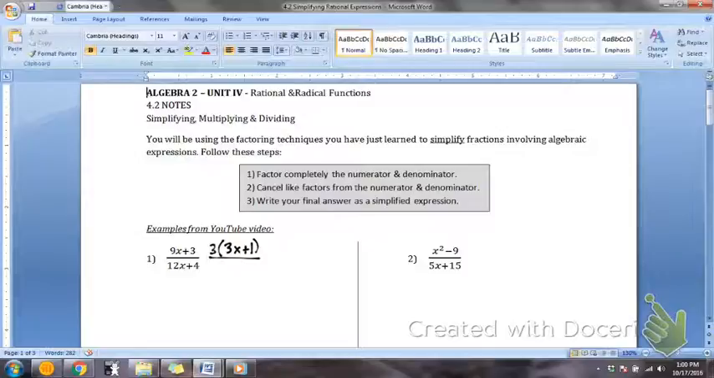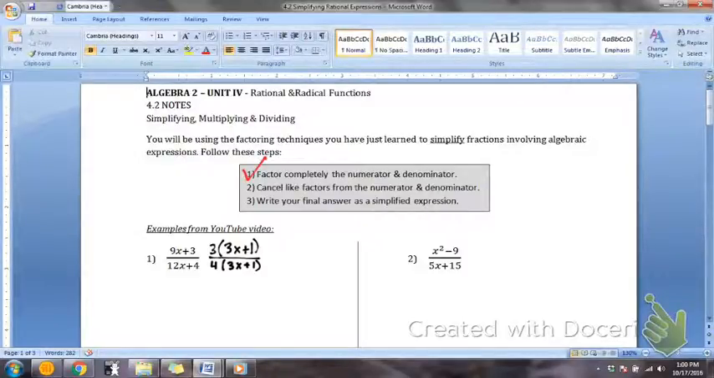What about the denominator? What can we pull out of the denominator? What can come out of 12x and 4? A 4. Okay. So if I pull a 4 out, what does that leave me with? 3x plus 1. Interesting. Okay, so we've done step 1.